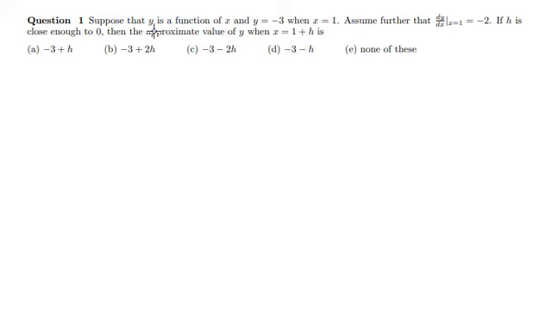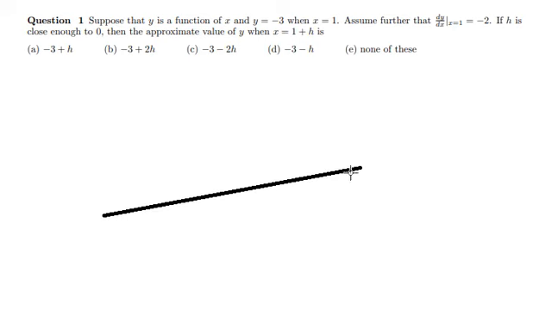Suppose that y is a function of s and y equals negative 3 when s equals 1. Assume further that the first derivative of the function at s equals 1 is negative 2. If h is close enough to 0, then the approximate value of y when s equals 1 plus h. So I will show you how to answer.